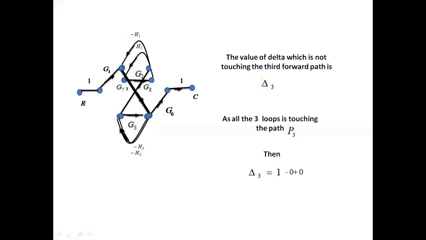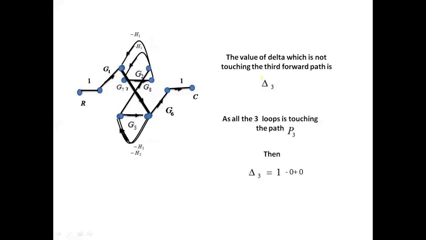Hence, delta 3 can be written as 1 minus of L1, L2, L3, which is made to be 0. So we have deactivated it. 1 minus 0 plus the combination of two non-touching loops is also not available, because the combination of two non-touching loops L1 and L2 is also sharing a common node with the path P3. Hence, it is also made 0, and hence delta 3 is equal to 1.